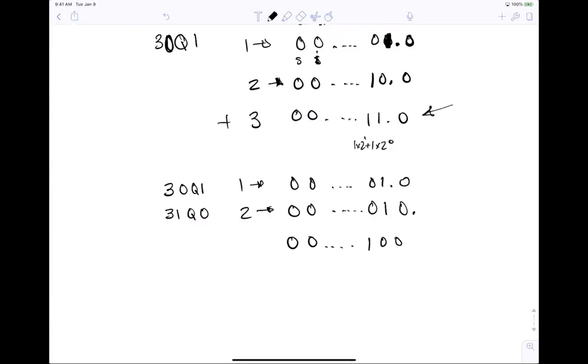All right, in terms of just a pure integer, this is the 1, this is the 2, this is the 4. So it could be interpreted as a 4 if this were 31Q0. Or let's say the decimal point was here, it could be interpreted as a 2 in 30Q1. Okay, so what happened? This is obviously not 1 plus 2. 1 plus 2 is not 4, and is definitely not 2.